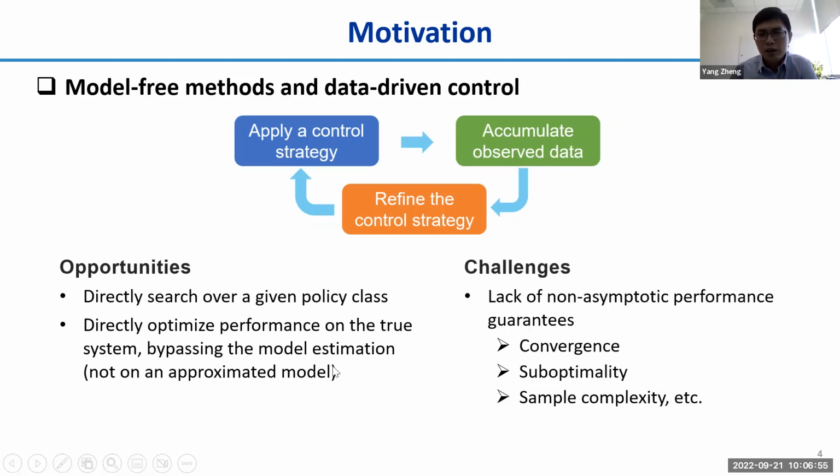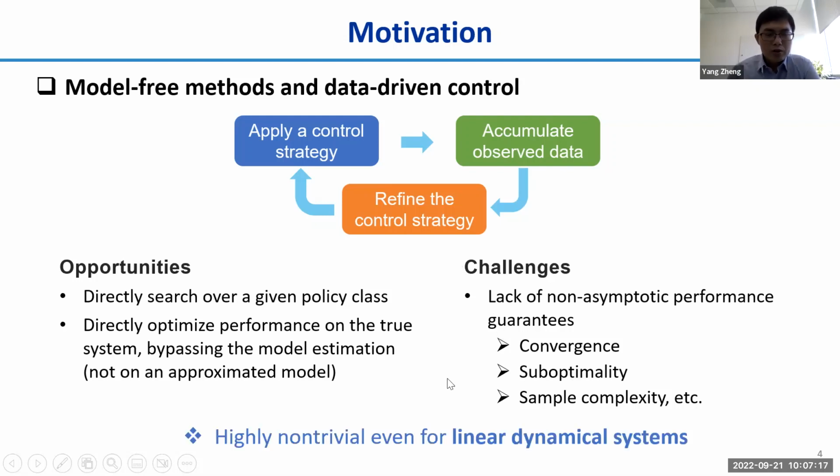This idea offers us a lot of opportunities. It directly searches over a given control policy class, and it also directly optimizes performance on the true system, which allows us to bypass the model identification procedure. However, as you may know, there are also some challenges in building performance guarantees for these iterations, such as convergence, whether this iteration will converge to some point; suboptimality, whether the resulting control policy has guaranteed optimality; as well as complexity. Many of these questions are highly non-trivial, even for linear dynamic systems.